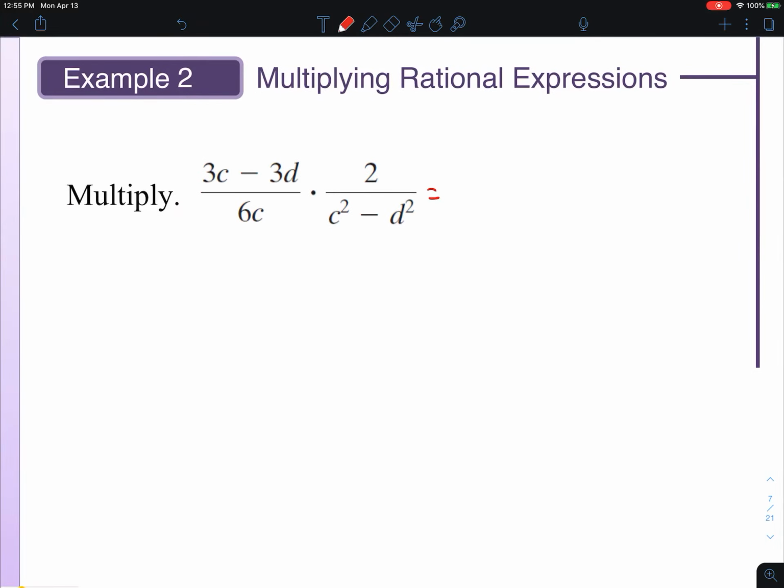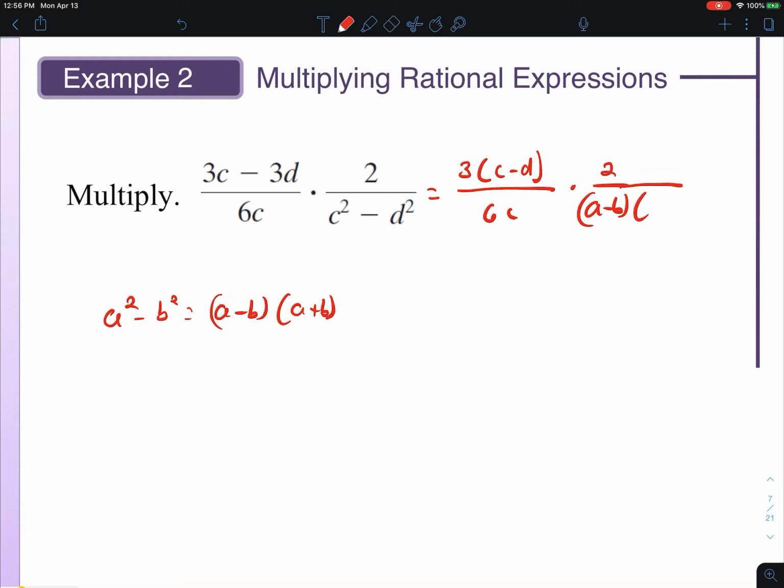In this one here, I want to factor first before I simplify. So I have a 3 times c minus d over 6d and then 2. Remember that a squared minus b squared is a difference of squares, so it's a minus b and then a plus b. So I'm going to write that here. Oh, sorry. It's not a minus b, it's the c. Sorry. So it's c minus d and then c plus d.